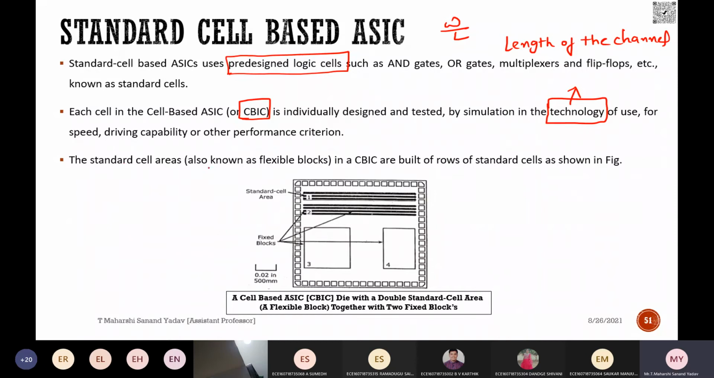The standard cell area, also known as flexible block in a CBIC, is built of rows of standard cells. So you can expect this one. Before understanding this figure, you need to know what is meant by a core and what is meant by a die. Any idea on this? What is core and what is die?